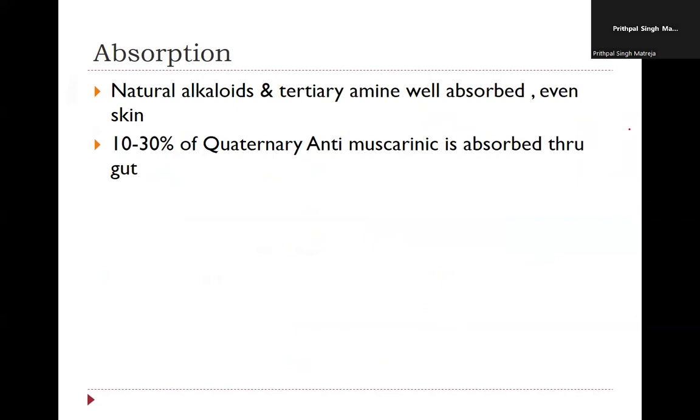So when we are talking about absorption, these particular drugs are either natural alkaloids or tertiary amine or quaternary amine, and depending upon the nature of their particular compound, they could be well absorbed or highly lipid soluble, and some of them like quaternary ammonium compounds have limited lipid solubility, so their absorption is somewhere around 10 to 30% when they are given through the gut, whereas the natural alkaloids can even be absorbed through the skin.